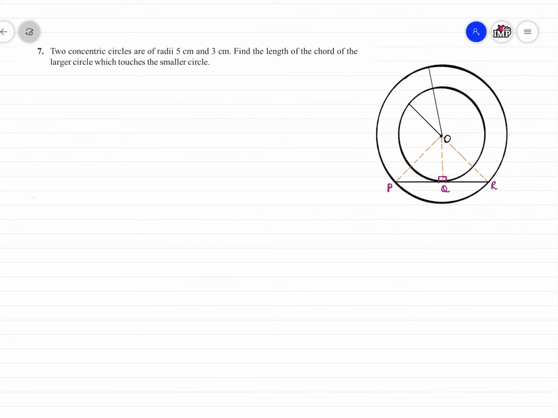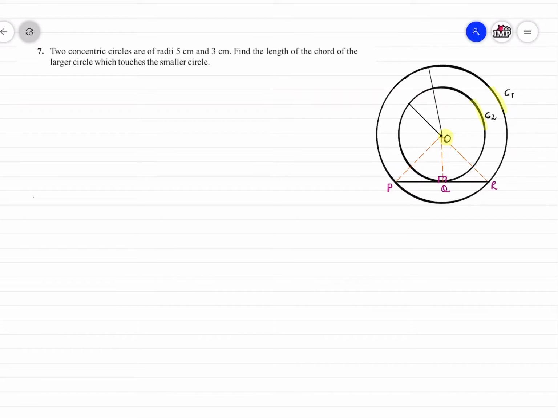Alright, so we have two concentric circles. Concentric circles are circles that have a common center. So in this case, I've made two circles, right? This larger circle here, this smaller circle here, and they have a common center O. Let's label them. You must have seen a very similar diagram in example 2 of your textbook. So I'm going to label this C1 and C2, okay?